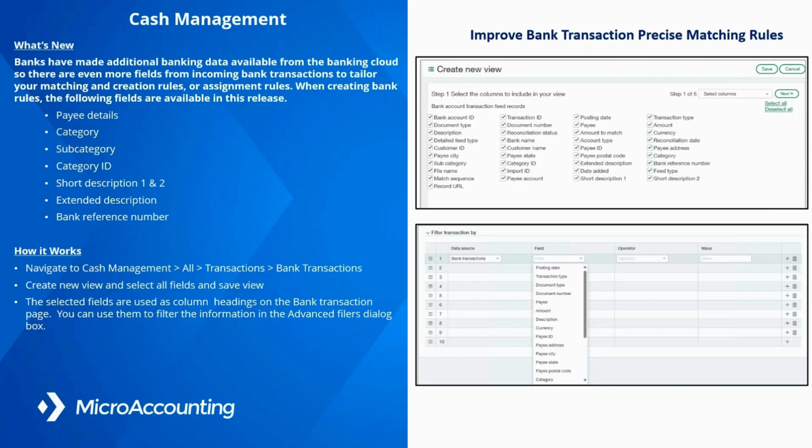You can see some of the fields that they've added. So we could target off of payee details. We got category and subcategories that we can now see and filter against. We can even get to the short descriptions. Sometimes in those descriptions, there's value information that we can use to push it to the right place. And now they've opened that up, and the bank reference numbers too. Again, just making this process even more powerful and streamlining that bank reconciliation process for us, right?